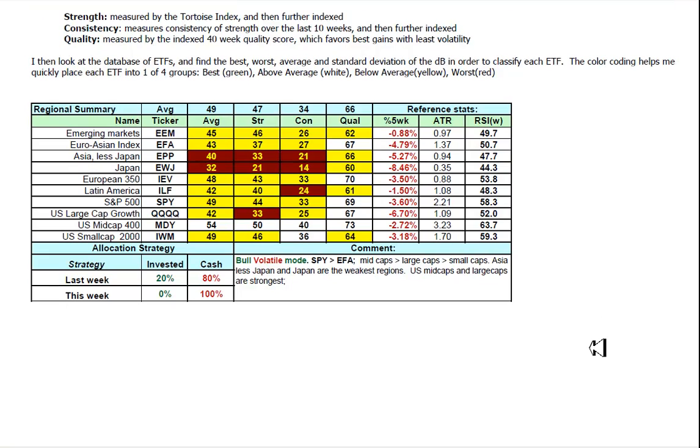Again, you can see all the regions of the world market model are negative, which takes us to 0% invested, 100% cash in the theoretical model. SPY at 49 is better than EFA at 43. It's slightly better than Europe at 48. And you can see Japan and Asia less Japan just getting crushed. The strongest sectors are U.S. mid-caps at 54, and then U.S. large caps at 49.